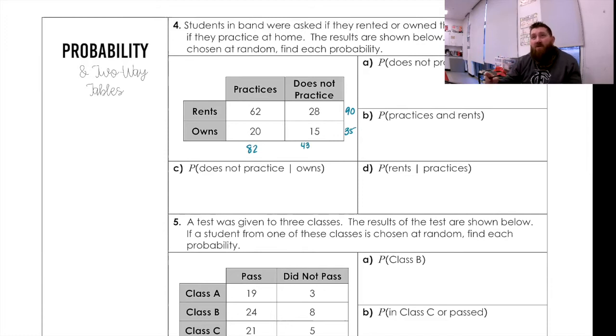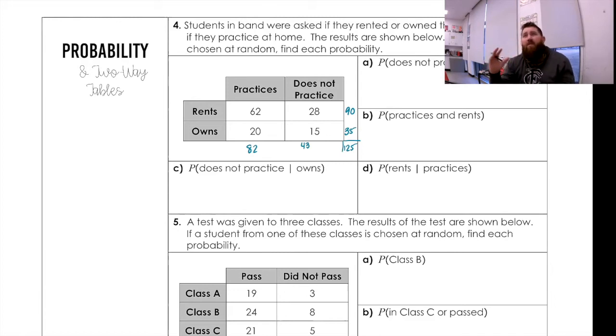And then, of course, we can add those two together. 82 and 43 is 125. 90 and 35 is 125. So our total was 125. So that's our total population.